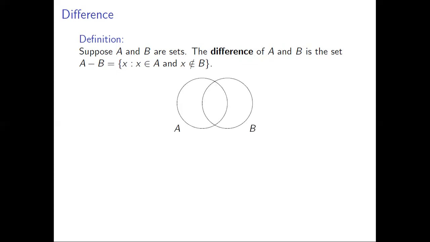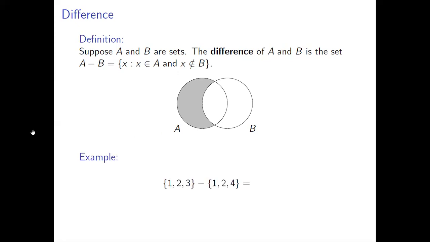So again, if we have our two sets A and B, and we want to indicate A minus B, we would do it like this, right? So if we would just be talking about A, that would also include the middle part. However, we need to exclude everything that's part of B. So what we're left with is just the part in gray.